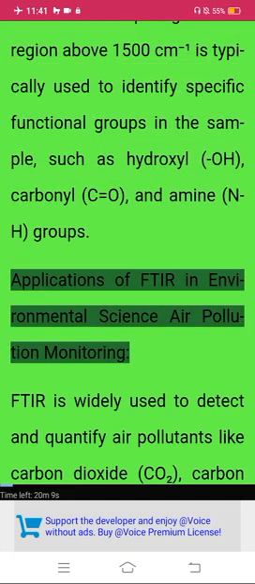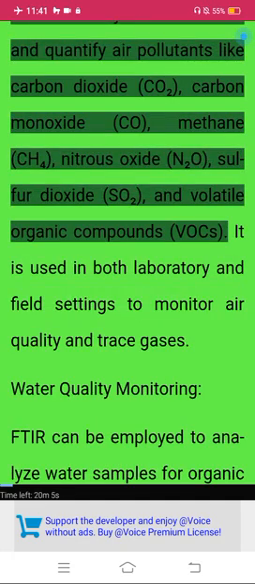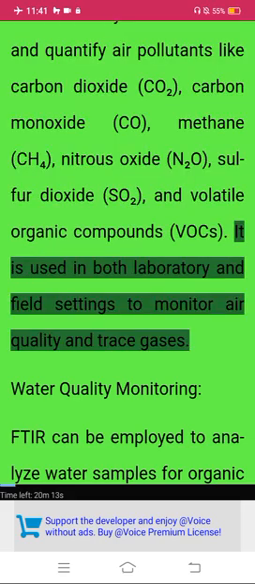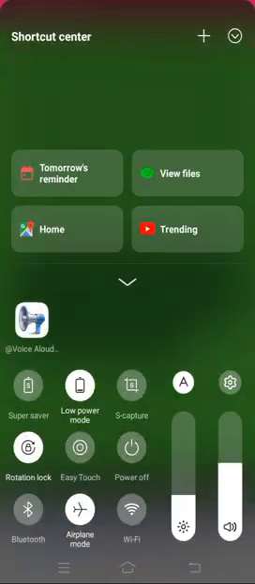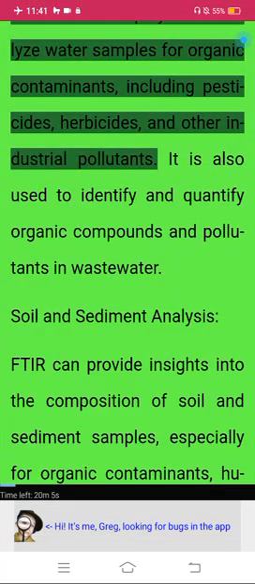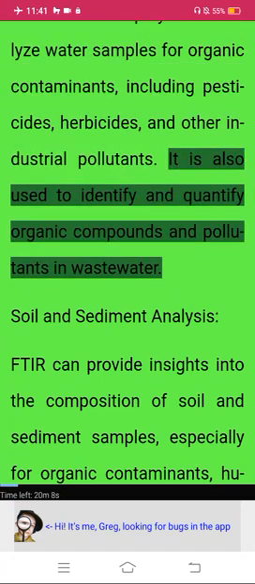Applications of FTIR in environmental science: air pollution monitoring. FTIR is widely used to detect and quantify air pollutants like carbon dioxide CO₂, carbon monoxide CO, methane CH₄, nitrous oxide N₂O, sulfur dioxide SO₂, and volatile organic compounds VOCs. It is used in both laboratory and field settings to monitor air quality and trace gases. Water quality monitoring. FTIR can be employed to analyze water samples for organic contaminants, including pesticides, herbicides, and other industrial pollutants. It is also used to identify and quantify organic compounds and pollutants in wastewater.